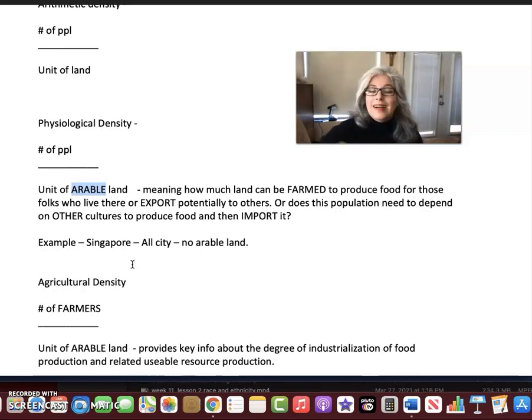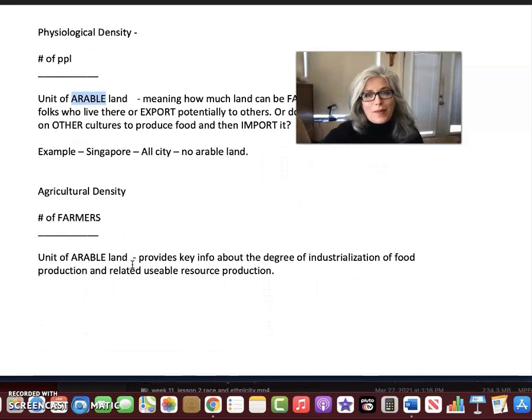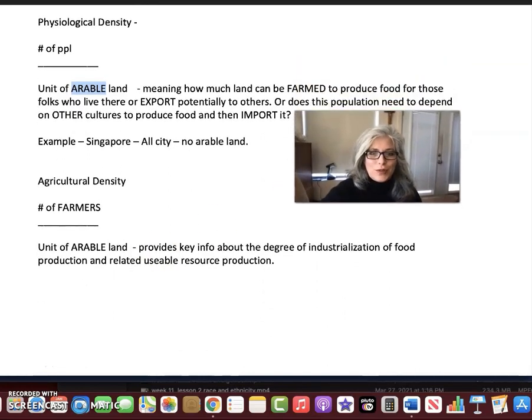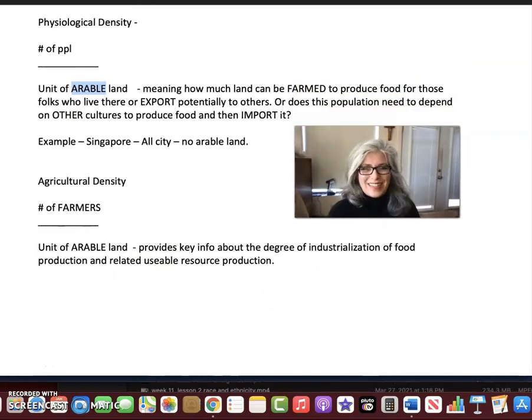Okay. So the last type of population density that you must learn about and know, there's quiz questions that come from this video. A lot of quiz questions come from this video. This is agricultural density. So we're still going to be talking about arable land, but please notice the top number now is different from the previous two types of densities. You are looking at the number of farmers per unit of arable land.